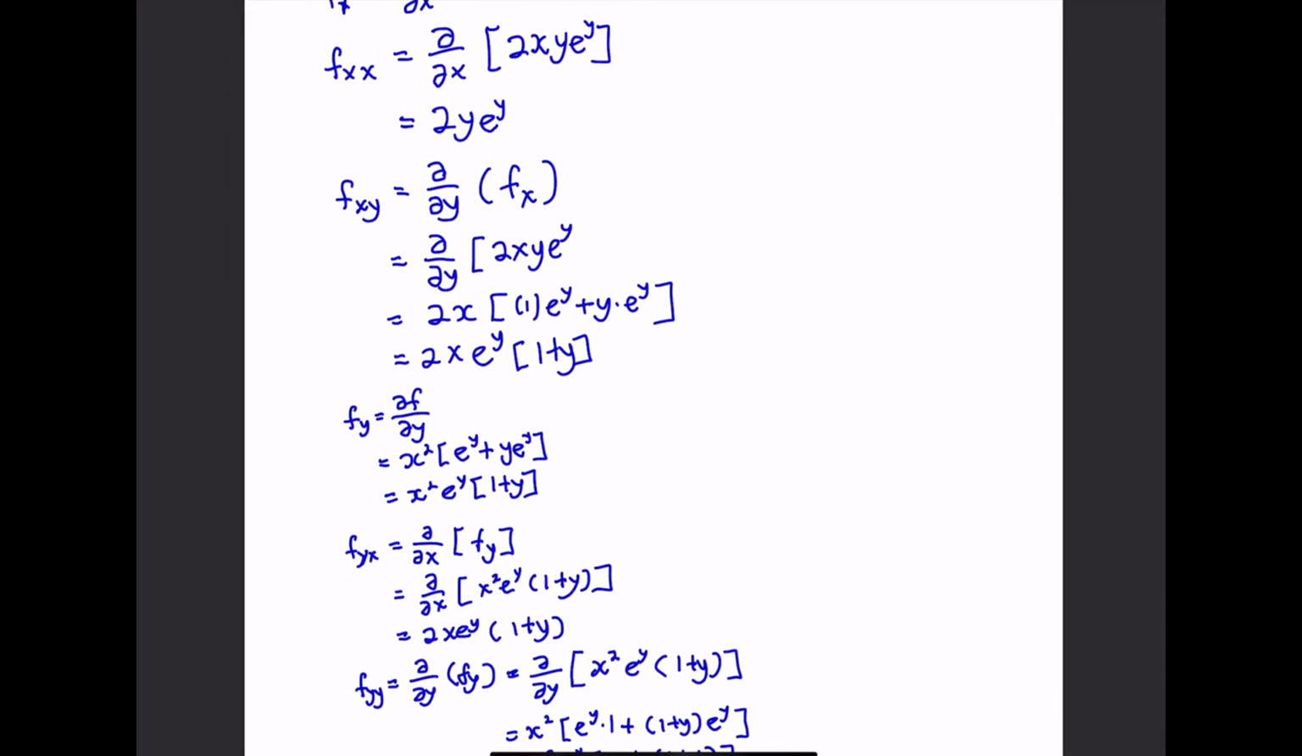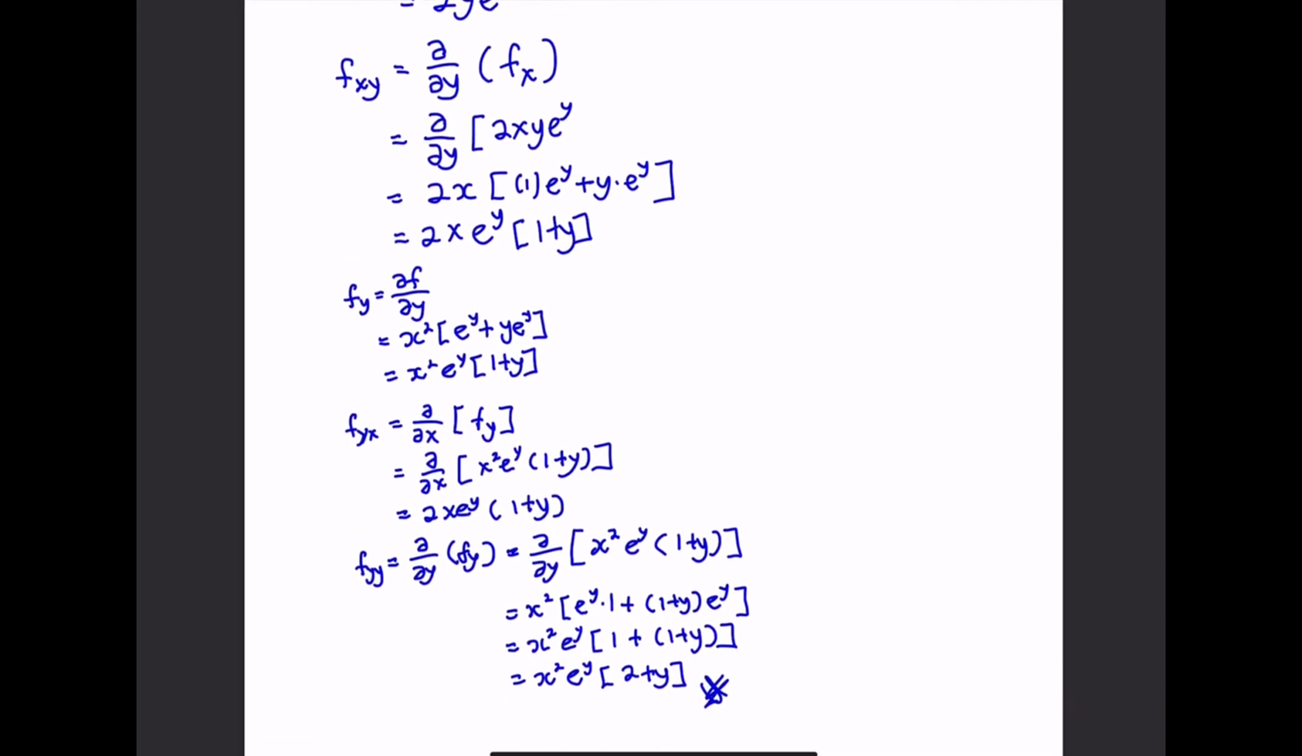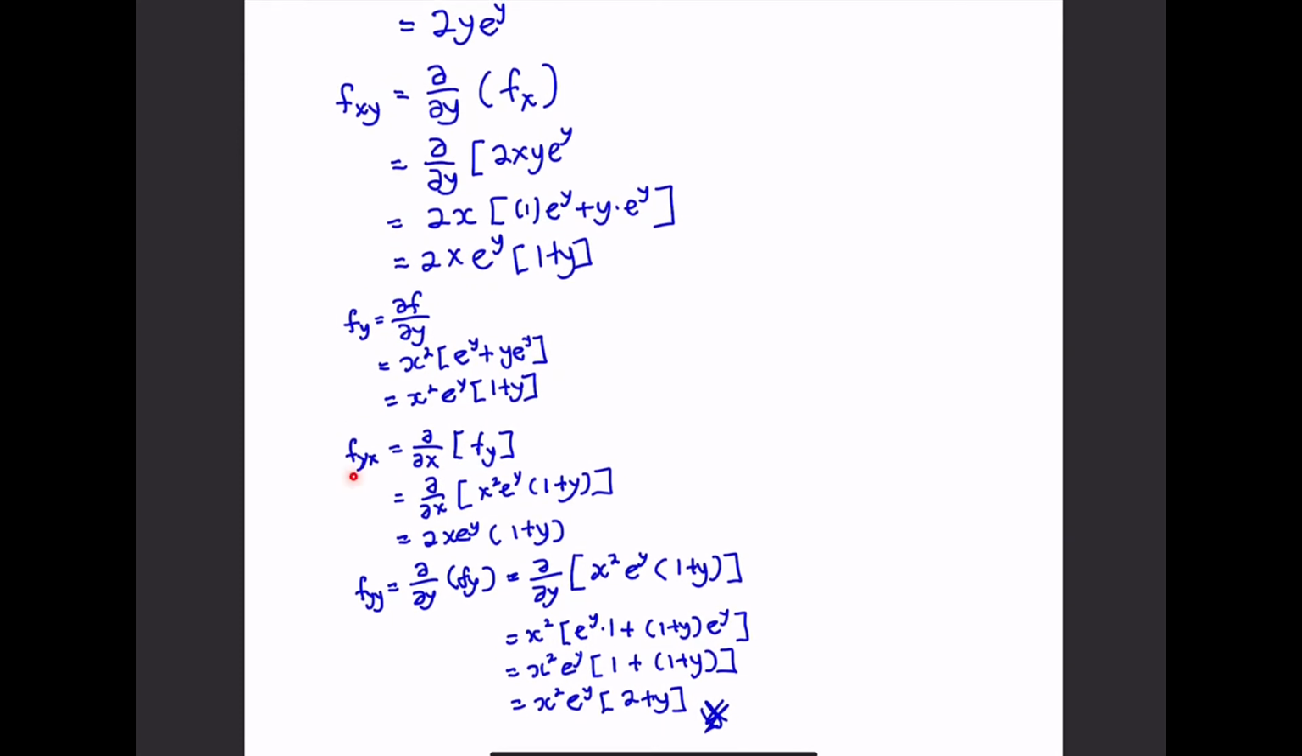Okay, so the second one, we differentiate with respect to x first, then we differentiate again with respect to y. Okay, so for the third one, we see fyx, that means we differentiate with respect to y, then only x.